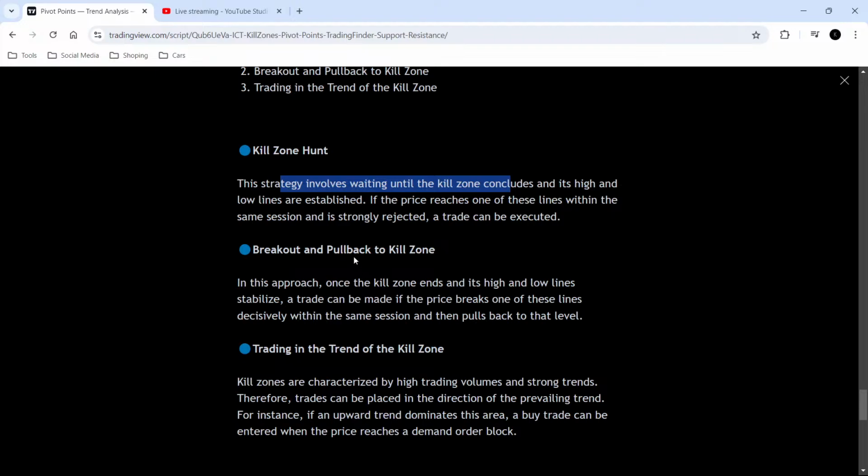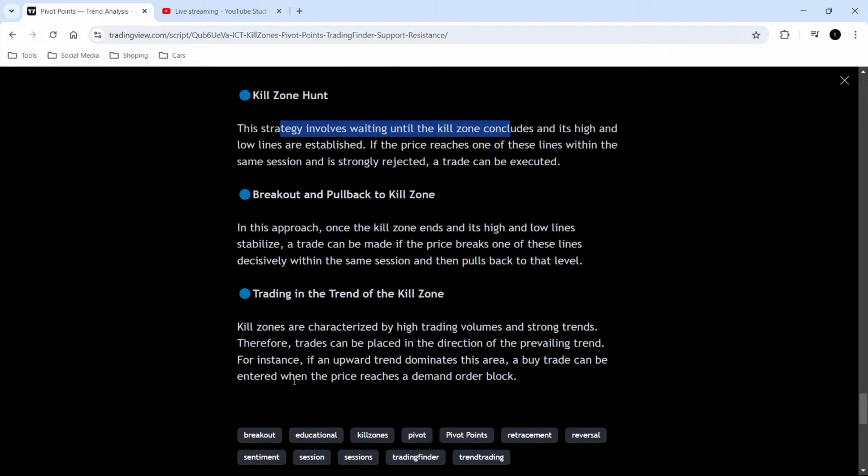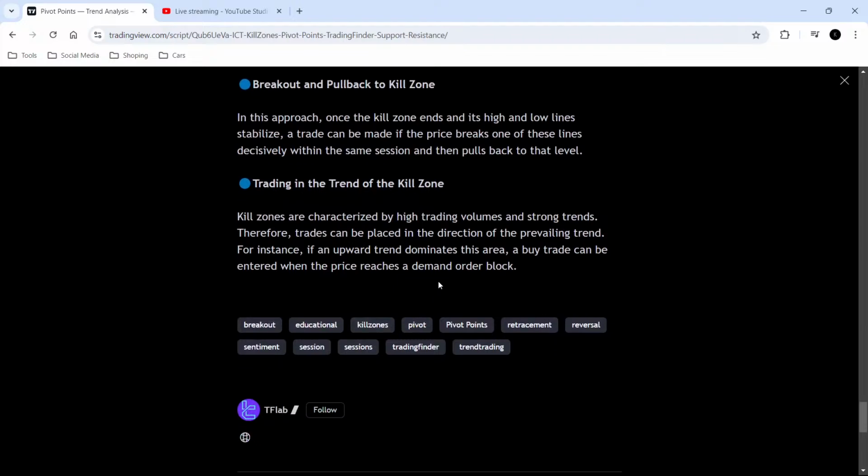Trading in the trend of the kill zone. Kill zones are characterized by high trading volumes and strong trends. Therefore, trades can be placed in the direction of the prevailing trend. For instance, if an upward trend dominates this area, a buy trade can be entered when the price reaches a demand order block.